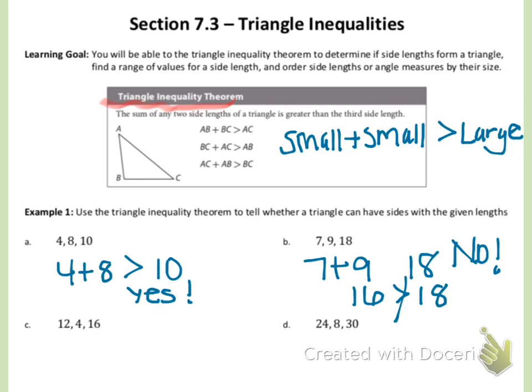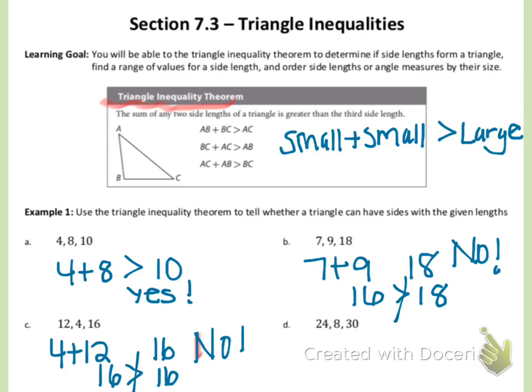Letter C, 12, 4, and 16. This time they didn't put them in size order, but the two smaller ones are the 4 and the 12, and we want to compare them to 16. 4 plus 12 is 16, right? So is 16 greater than 16? Nope. It's actually equal to it, and it has to be greater than. Notice these are all greater than symbols, not greater than or equal to, so this is another no. They can't even equal each other. It has to be greater than.